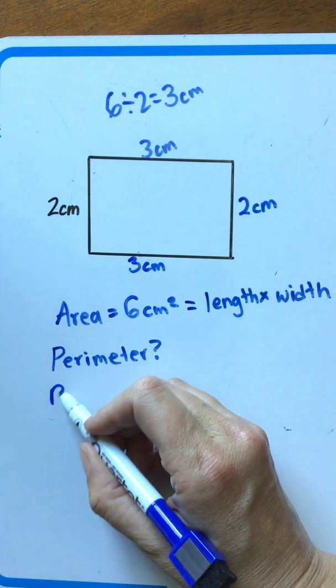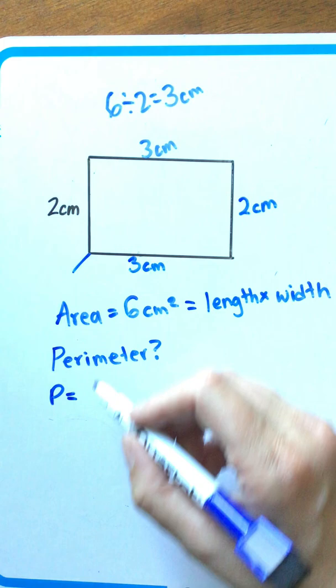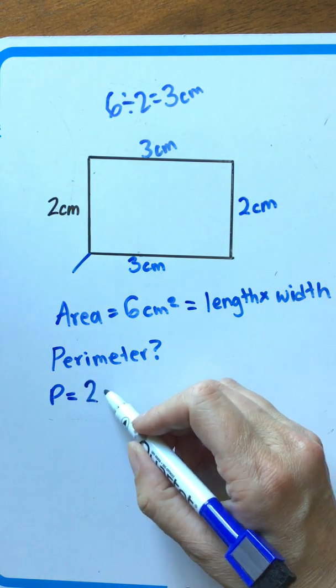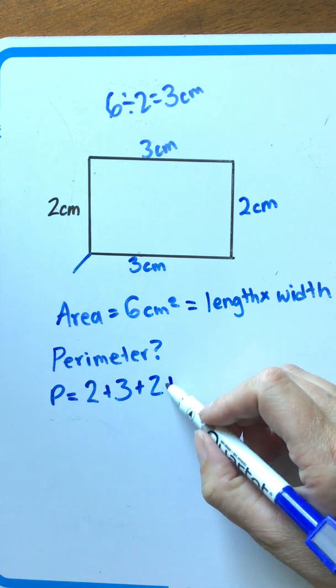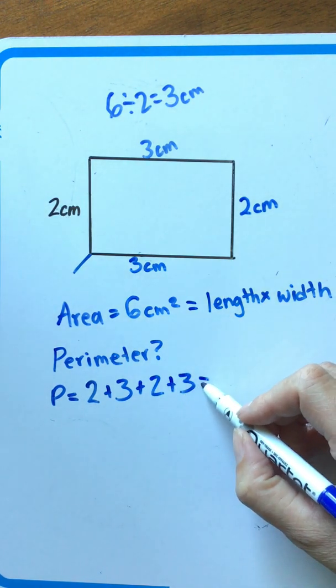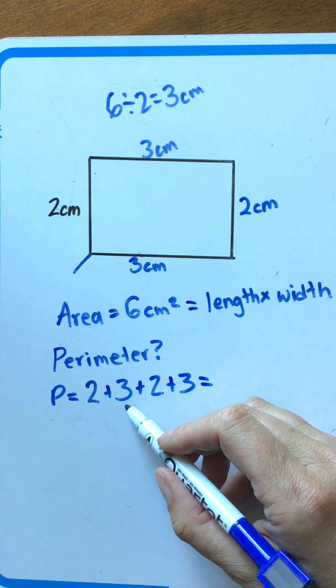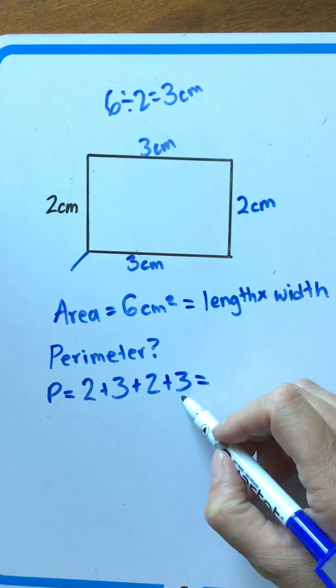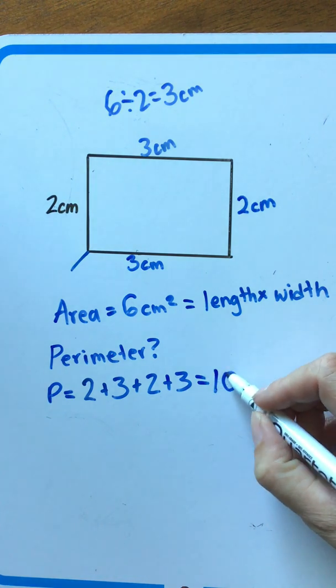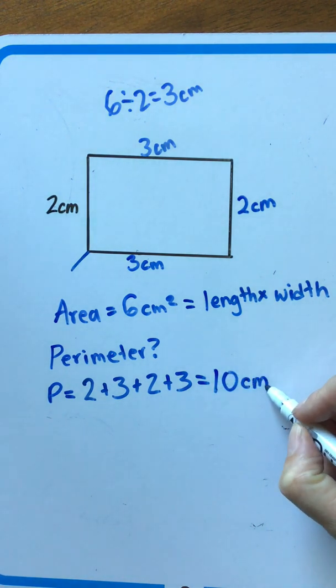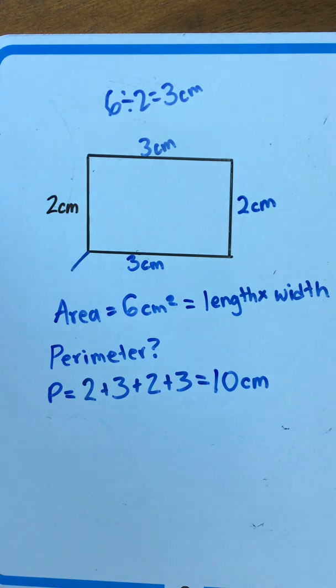So now my perimeter, giving myself a starting line, is going to be 2 centimeters plus 3 centimeters plus 2 centimeters plus 3 centimeters. I notice 2 and 3 is going to make 5. Another 2 and 3, that's going to make 5. 5 plus 5, this is going to have a perimeter of 10, and I have to put the units in here. 10 centimeters. Well, that was pretty sneaky.